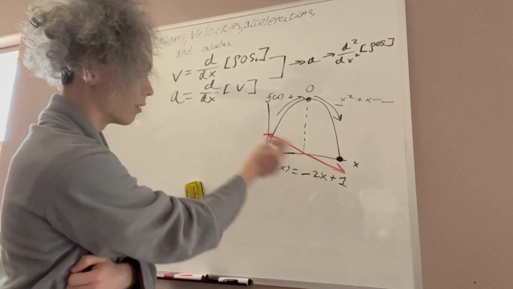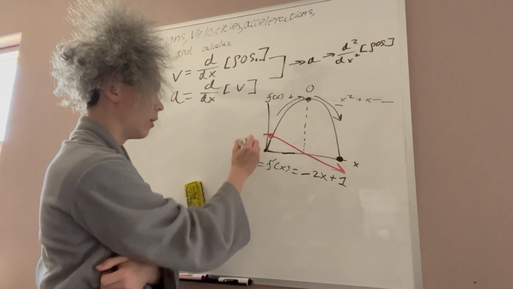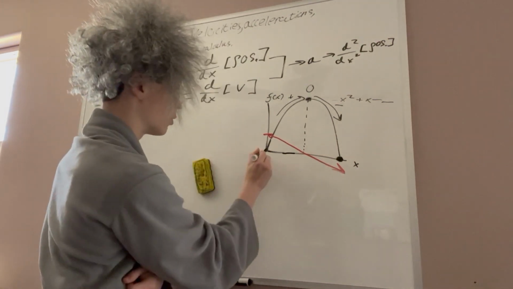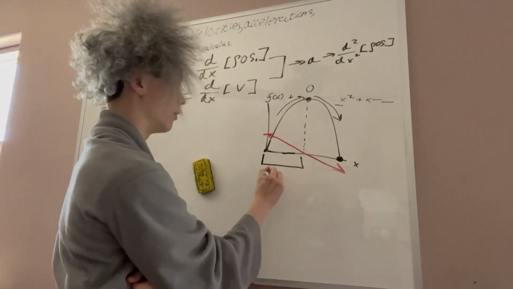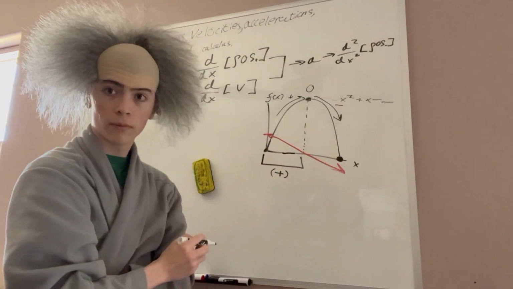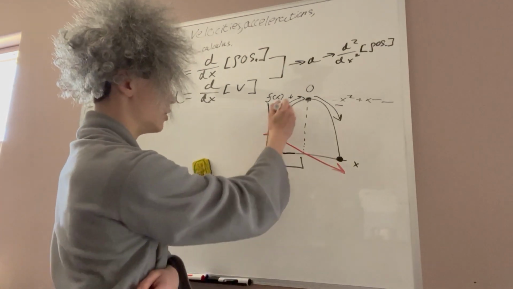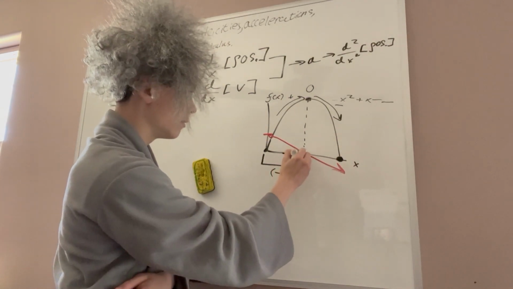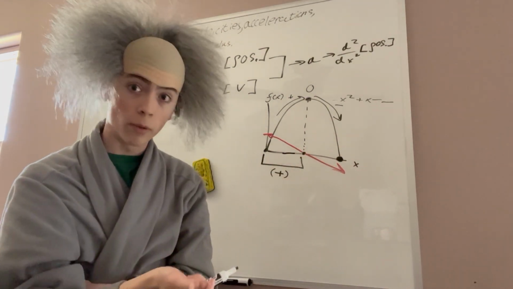We look at our velocity here, and on this portion, and I'll erase our velocity function here, this portion right here, our velocity is positive. It is above the x-axis. And our position is increasing. But then here, our velocity is equal to 0. We'll talk more about that later.